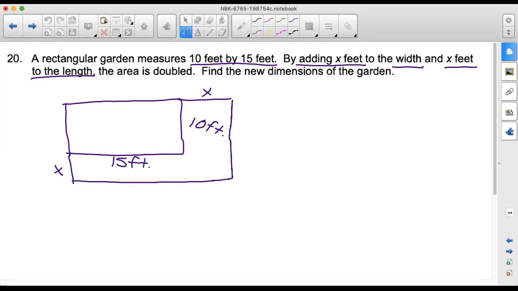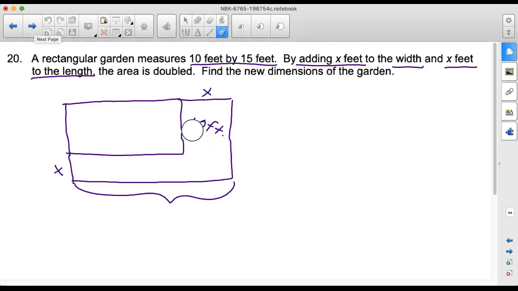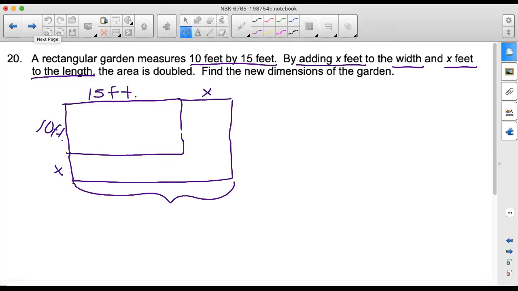Good. So then what is the length of this whole side? I'll draw my numbers in a weird way. Go ahead, Ava R. What's the length of this whole bottom here? Would it be 15 plus x? Yep. What about the length? 10 plus x. Awesome. Questions on the diagram?